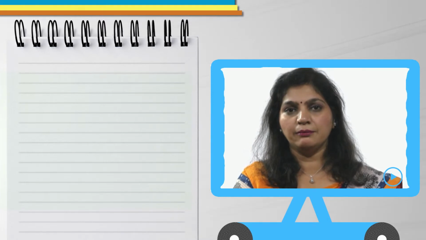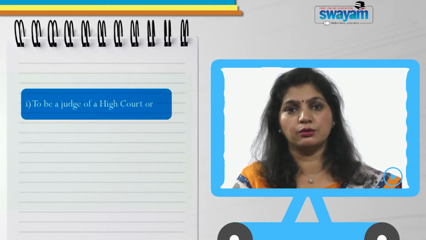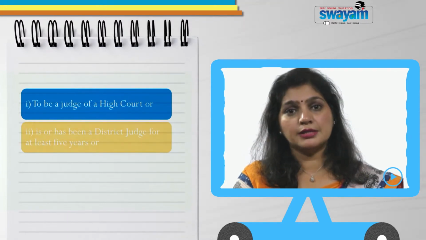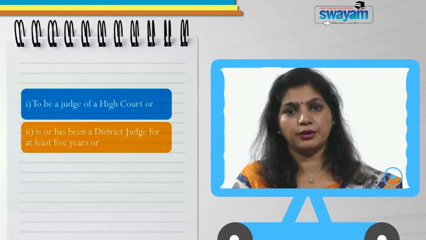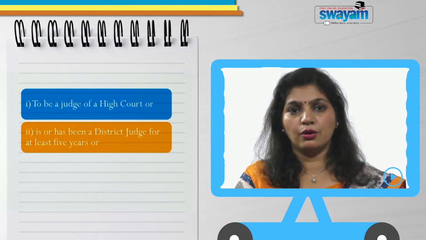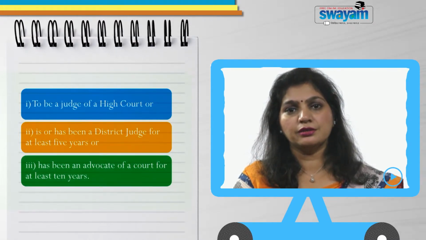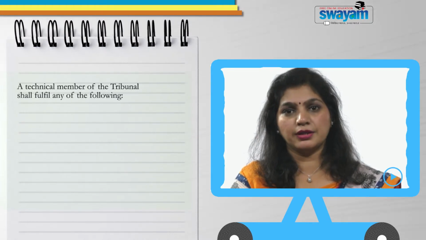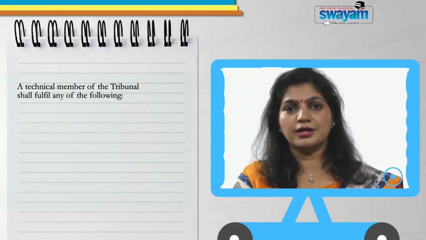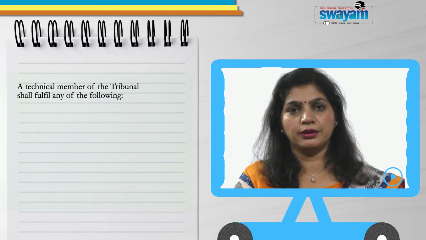To qualify for appointment as a judicial member, a person shall qualify any of the following. Can be a judge of a High Court, or it is or has been a district judge for at least 5 years, or has been an advocate of a court for at least 10 years. A technical member of the tribunal shall fulfill any of the following.